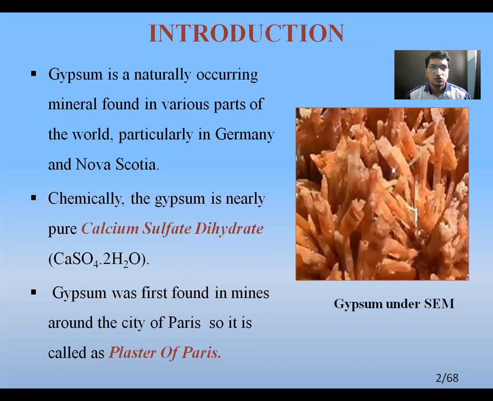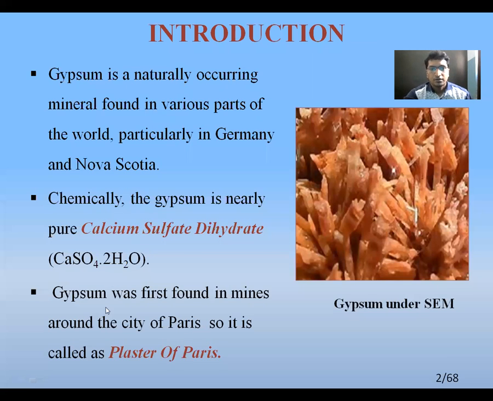Gypsum is a naturally occurring mineral found in various parts of the world, particularly in Germany. Chemically, it is a pure form of calcium sulfate dihydrate: CaSO4 plus 2H2O. This is calcium sulfate and two molecules of water. That's why it is known as dihydrate. Never forget this: gypsum is calcium sulfate dihydrate.